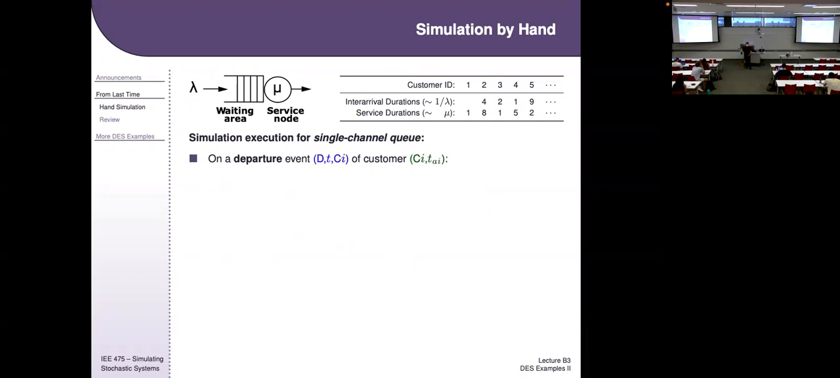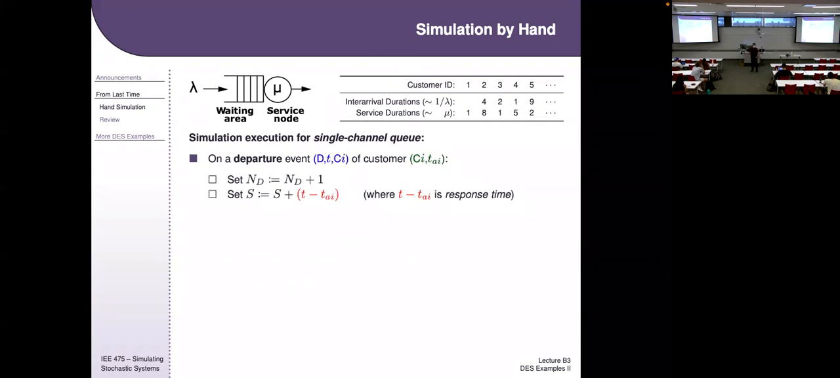For every departure event, then it's a similar sort of thing. You increase the number of departures, you increase the cumulative response time. On the homework, you also check to see, is this red bit here, this T, this current time minus arrival time, is that greater than I think 5 on the homework? And if it is, then you increment a counter. And if it's not, you leave that counter where it is.